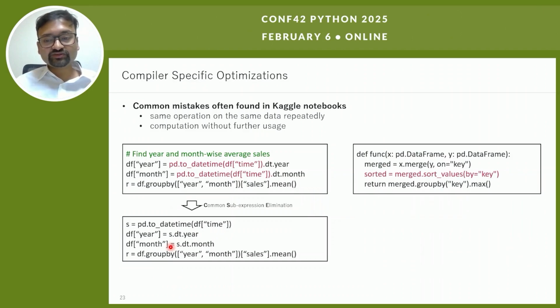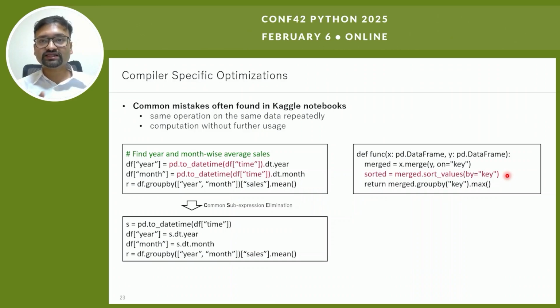Another thing is something called dead code elimination. For example, this is a piece of a function where it is trying to merge the X table with the Y table, and after merging it is trying to do the sorting operation. After sorting, it is doing the group by, but the group by uses the merged variable, not the sorted variable, right? So in the entire function, this is the line that is never referenced.